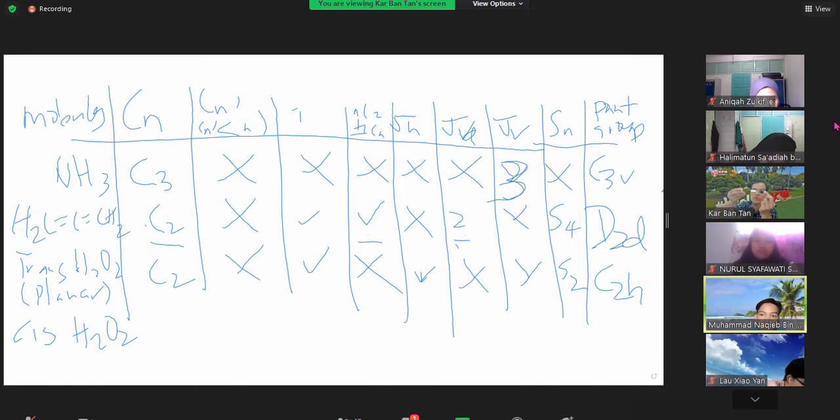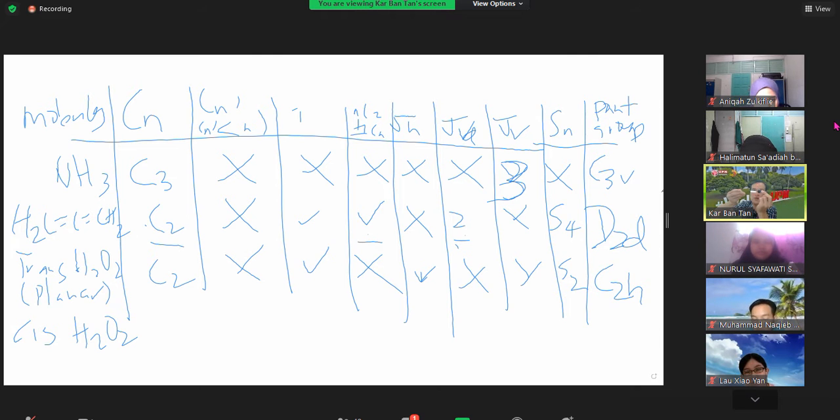Can you? Because if you rotate, then we both go up, isn't it? No, impossible. If you rotate, both also will move out. So you only have one C2 here. C2 prime, I know C2, no need to look at it.